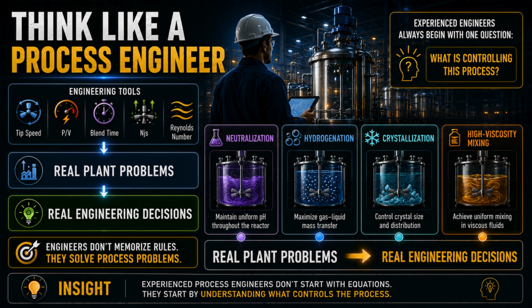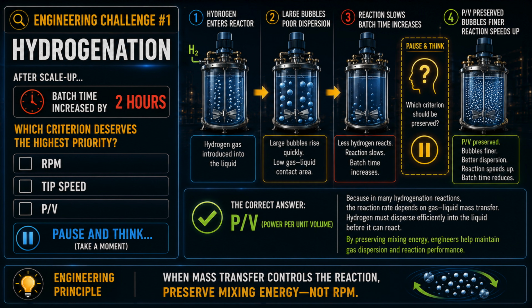Understanding these engineering tools is essential. But in a real manufacturing plant, engineers don't choose a scale-up criterion by memorizing a diagram. They choose it by solving real process problems. So let's step into the role of a process engineer and see how these decisions are made in actual manufacturing scenarios. Imagine you are scaling up a hydrogenation reaction.